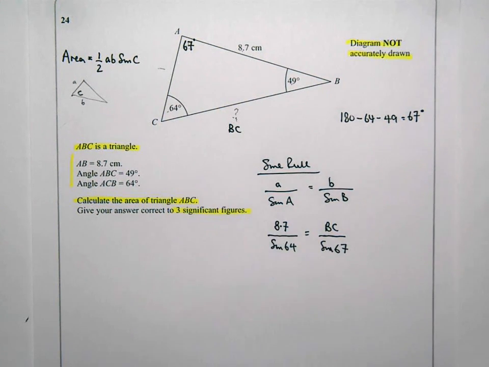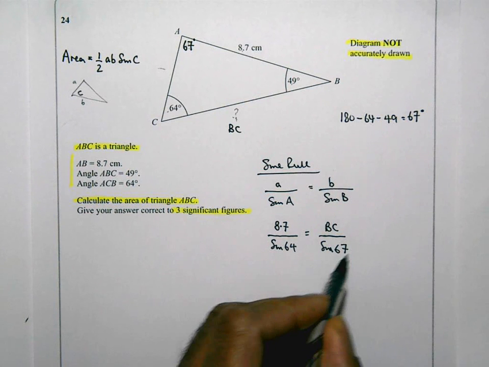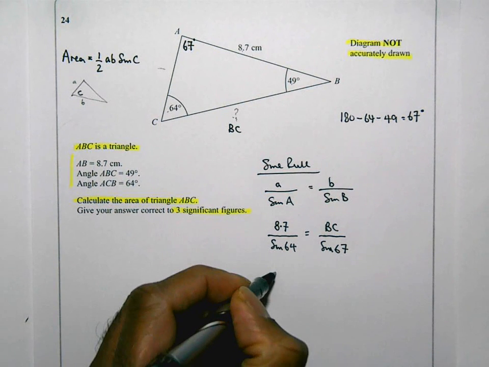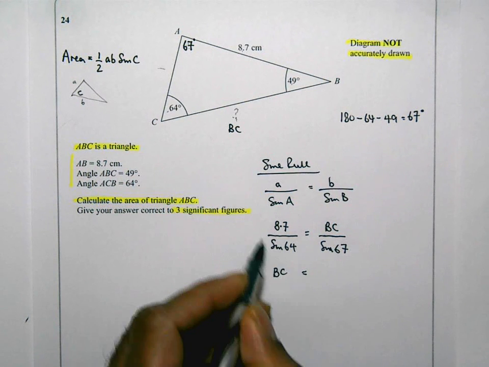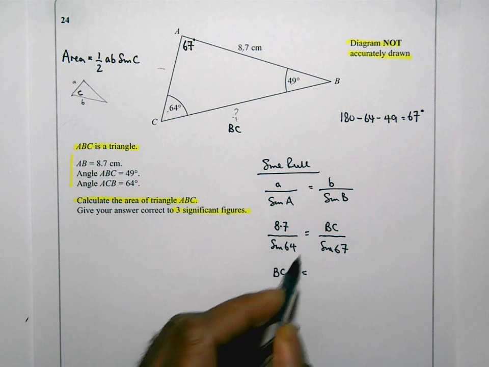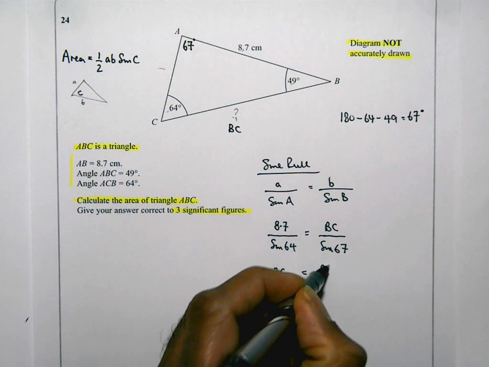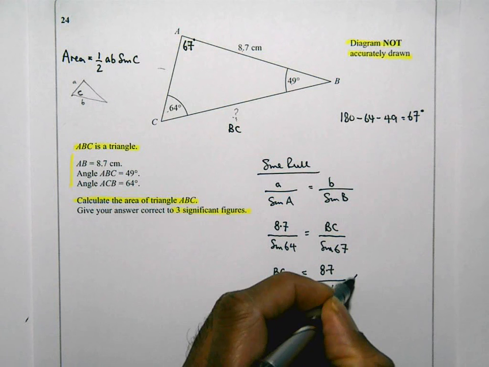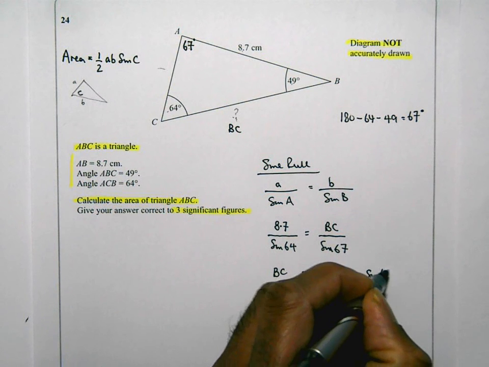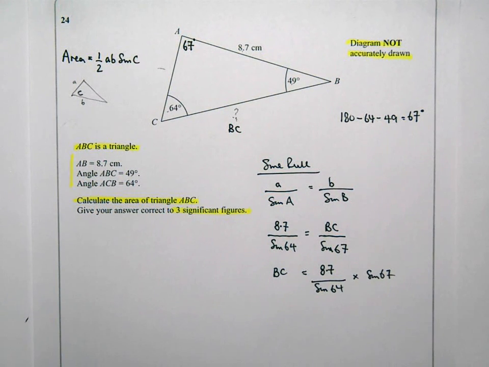And I'm going to work that out on my calculator, right? But I need to just get rid of this bit here from the bottom. So if I just swap it around, BC is going to be all of this, 8.7 divided by sine of 64, times sine of 67.